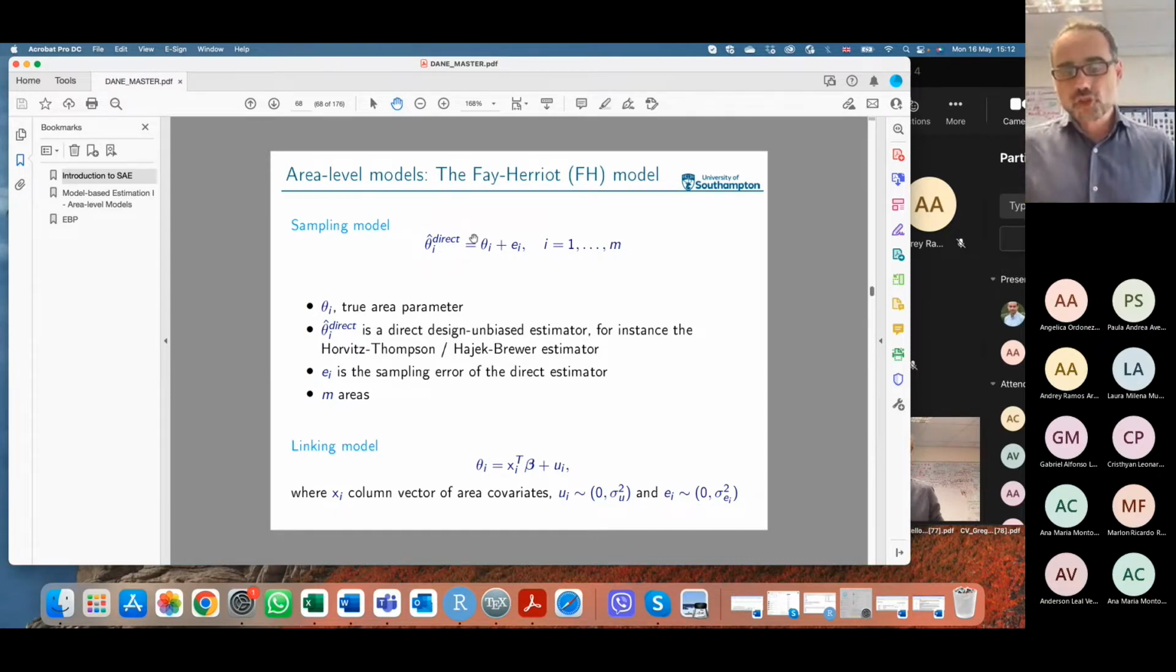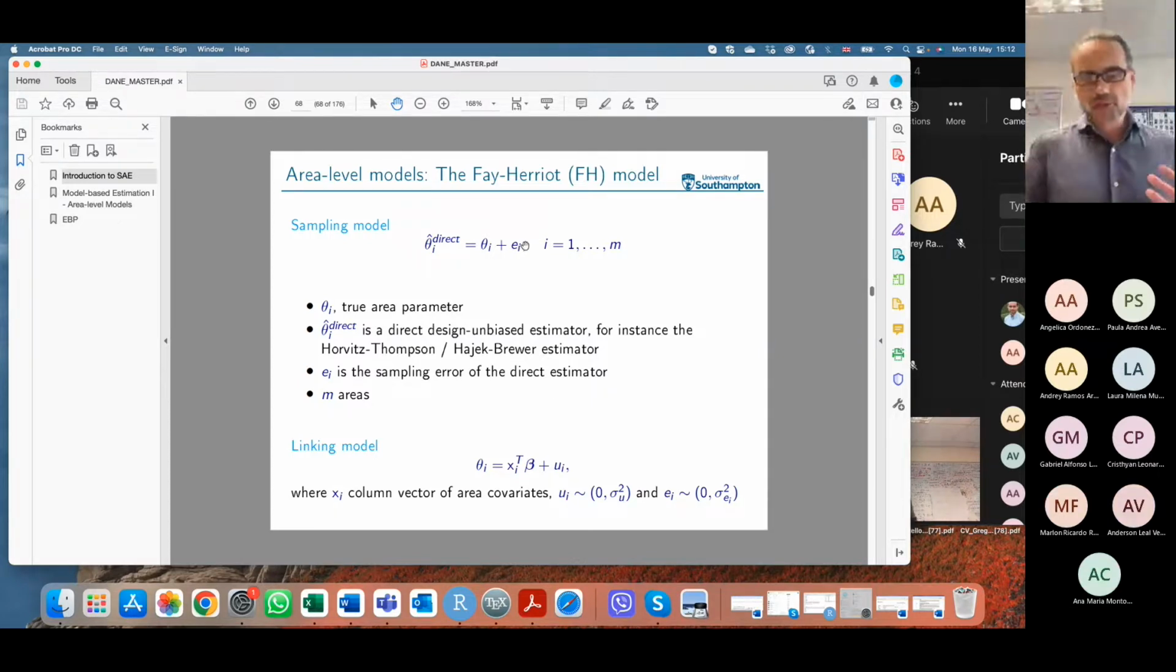and we relate that to the true population parameter theta I. Of course we know that around the direct estimate there will be some sampling variability associated with the direct, because obviously we don't see the entire population, but we have selected a probability sample from that population. So the e I here denotes a sampling error. Okay, the direct estimate can be computed under any of the estimators that you have seen with Angela in the previous session.